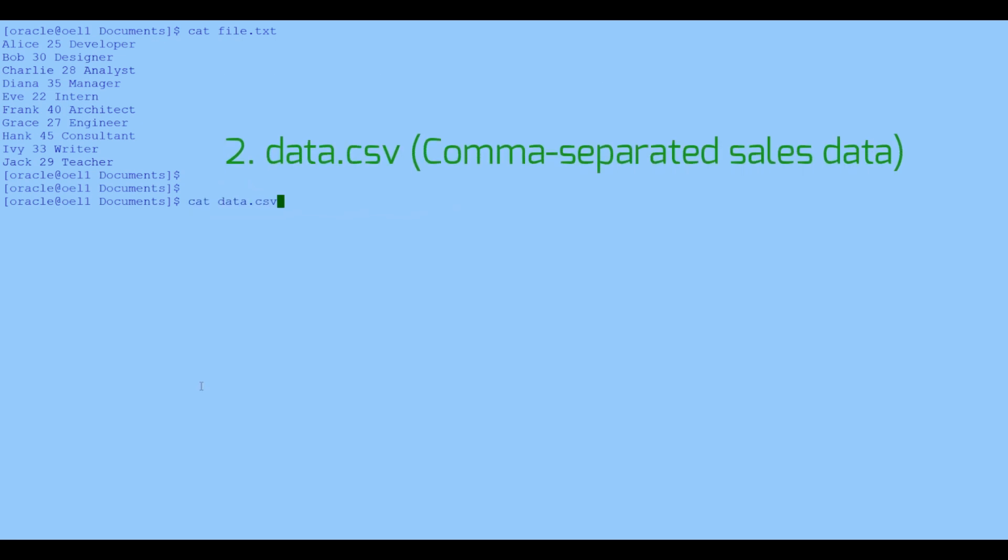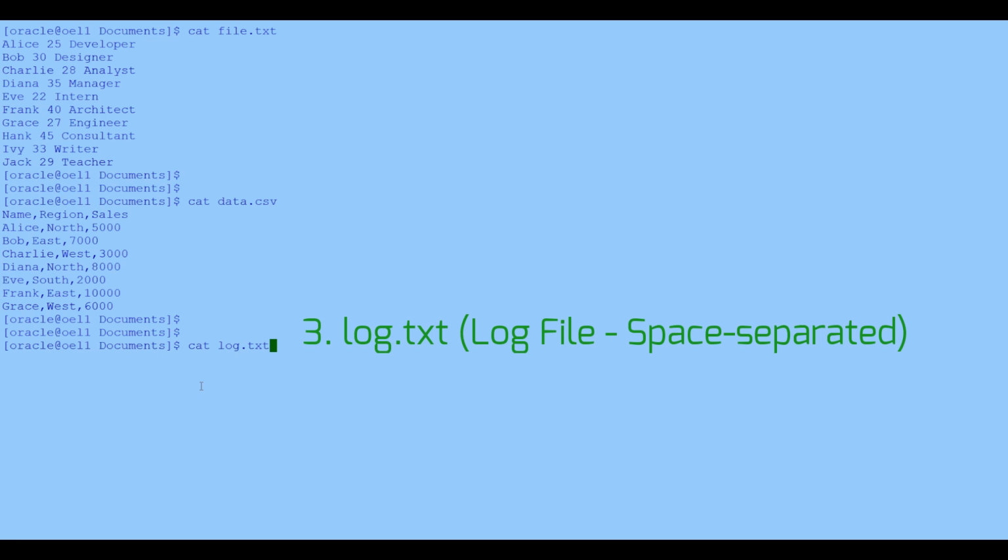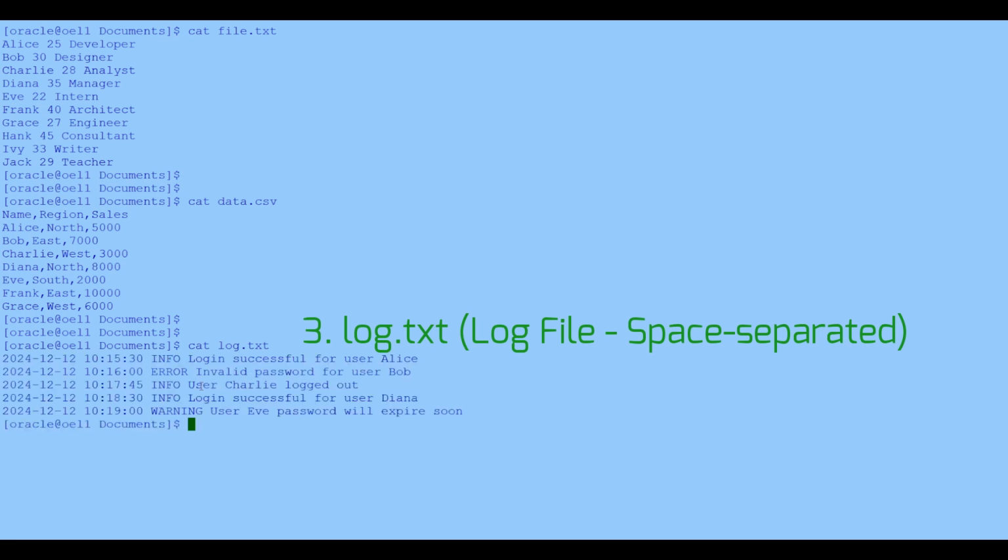Number 2, data.csv. This file contains sales data. It has 3 fields. Fields are comma separated. Number 3, log.txt. This file contains logs. Number of fields is not fixed. There are logs such as info, error, warning. Fields are space separated.